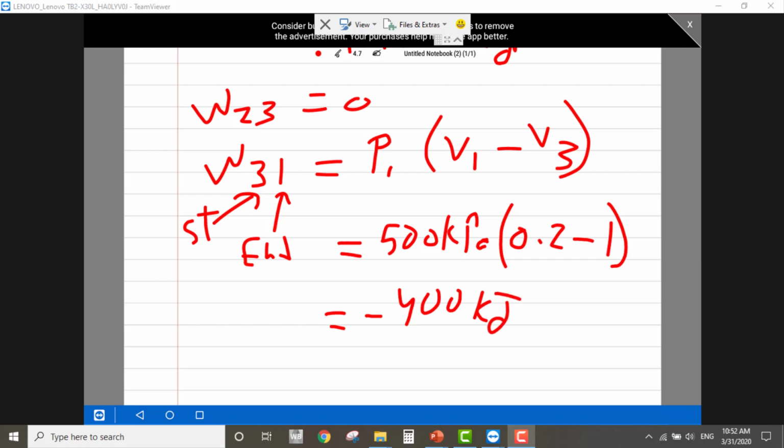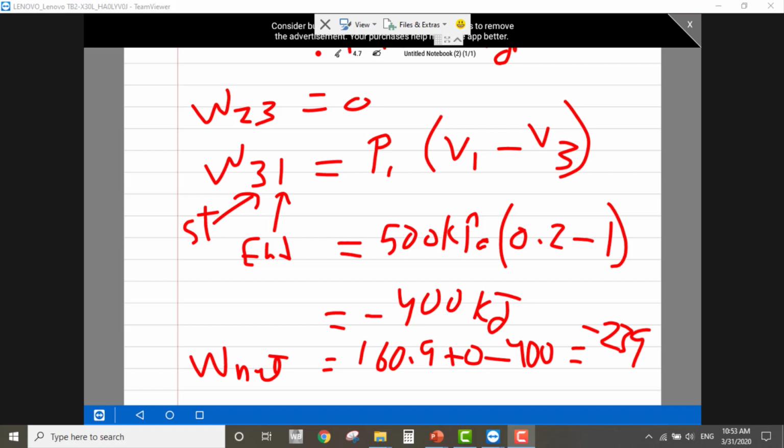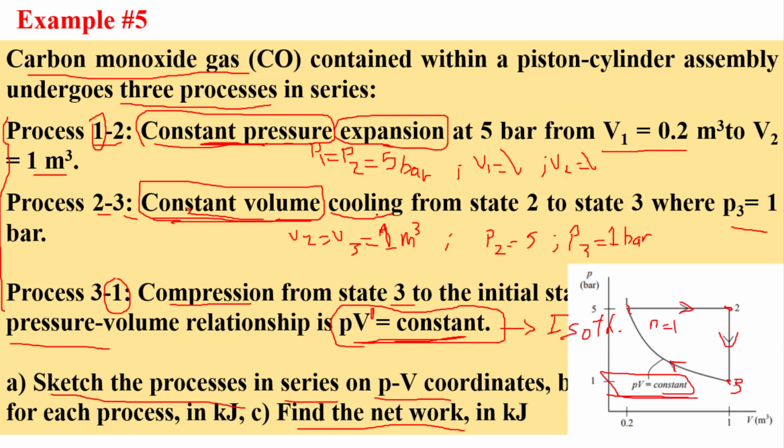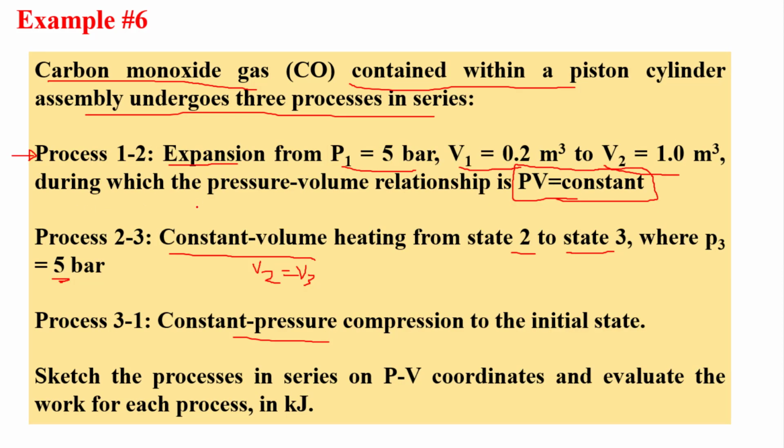Okay, so if I need again W net, I will sum all of them, which is 160.9 plus 0 minus 400, and we'll get minus 239.1 kilojoule. So this is example number 6. Okay. Now let's see another example.